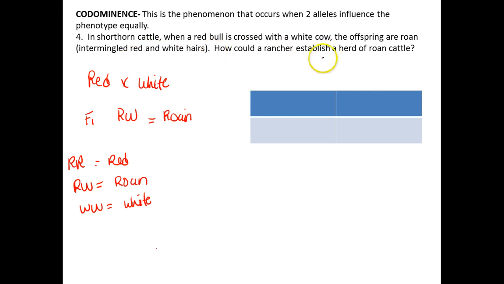Okay. So the question says, how would the rancher establish a herd of roan cattle? If you want all roan cattle, then of course for the parents, if you crossed a red with a white, all the offspring would be heterozygous. So if you had big R, big W, all the offspring would be roan.